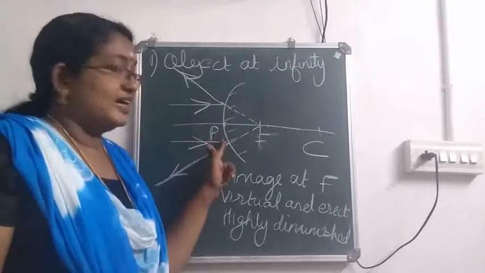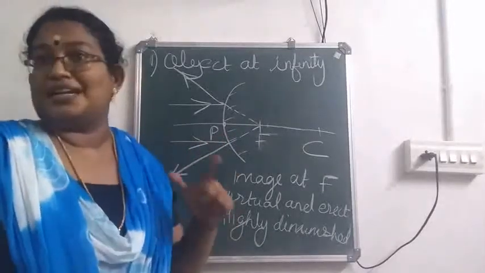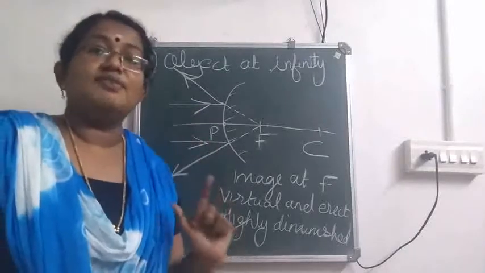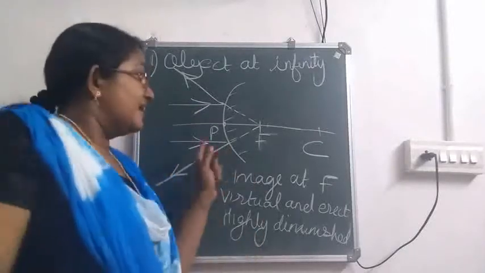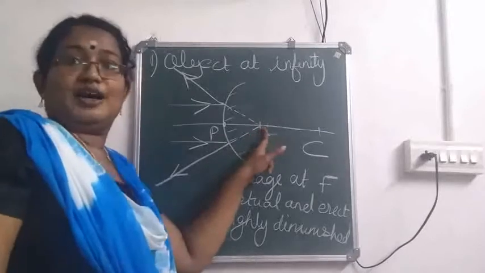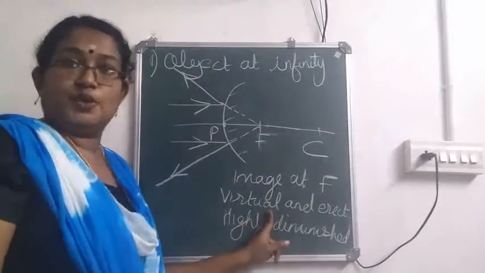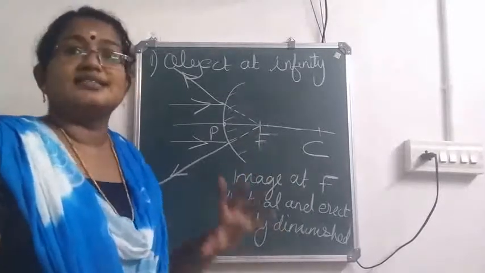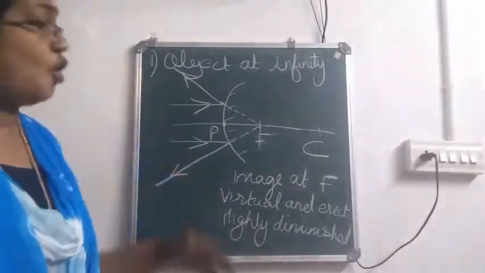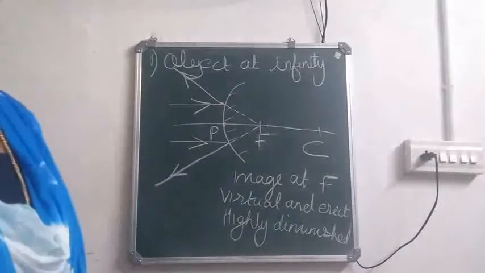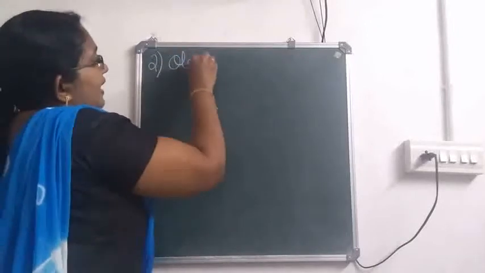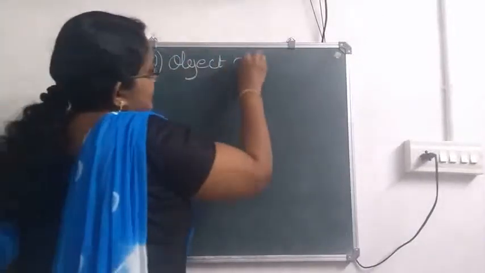Why? Because the reflected rays are not meeting at a point. If the reflected rays meet at a point, then only we can call it a real image. Here the reflected rays appear to come from a single point, so virtual. Virtual means always erect. And what about the size? It is highly diminished or point size. Okay, now we will move to the second case. Object anywhere on the principal axis.